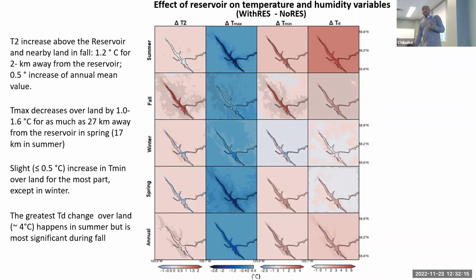Chibuike, you can hit the X on that little black thing to get rid of that. Okay, so yeah, so you have sorry if you didn't get it.